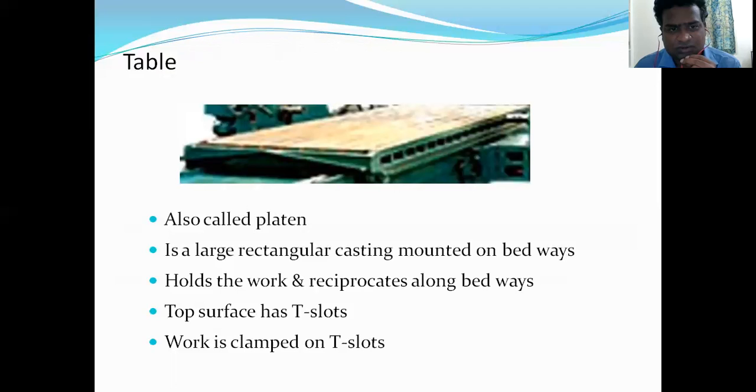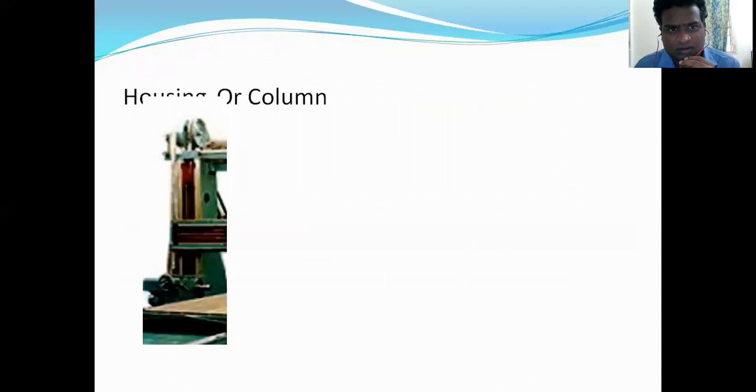So it is a large rectangular casting mounted on the bed base. Its length is half the length of the bed. On this table we can hold the workpiece, and it reciprocates along the bedways or guideways of the bed. So this we have covered.